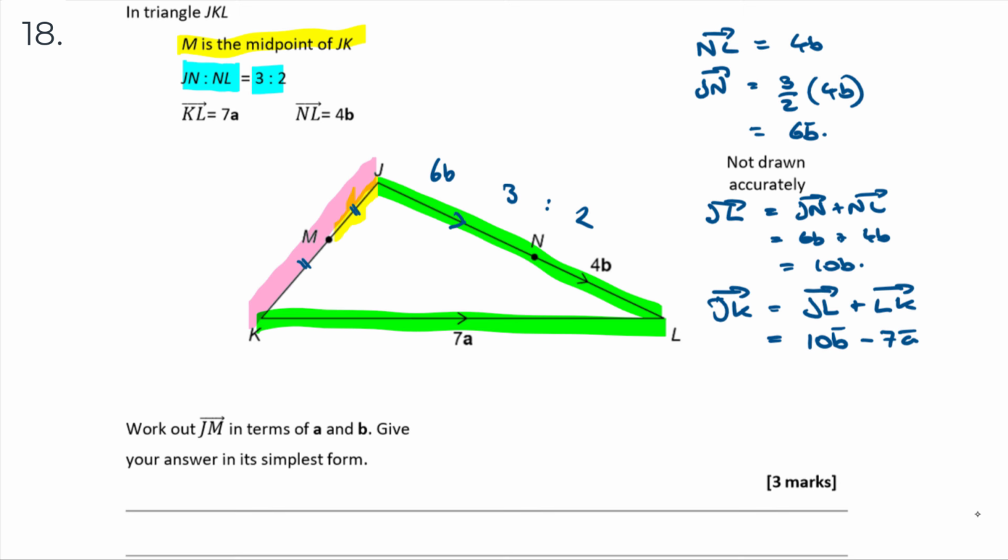Now what we want to know is what JM is. And we know that M is the midpoint of JK. So J to M is going to be half of the vector J to K then, isn't it? Okay, so that is going to be half of 10b minus 7a, which is going to be, just multiplying that out, I'm going to get 5b minus 7 over 2a, I'm just going to write it like that, 7 over 2a, it's like 3.5a. So the vector I want, J to M, is 5b minus 7 over 2a.